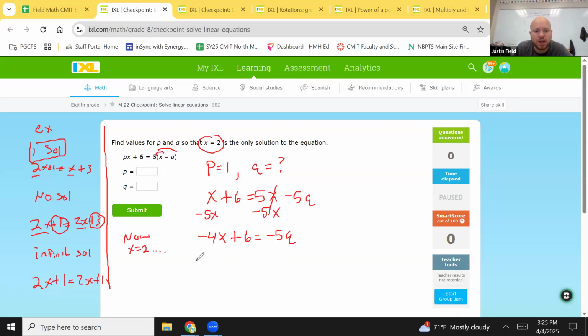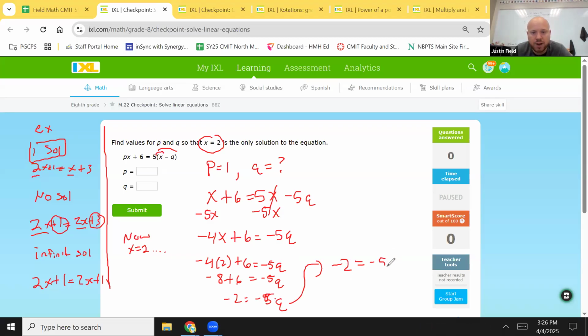So I made p equal to 1. And now I'm comfortable saying, all right, let me put in x is 2. x has got to be 2, right? So let's put in 2. All right, so that's negative 8 plus 6, which is equal to negative 5q. And then that's negative 2 equals negative 5q. And now I just thought to myself, wait a minute, do these have to be integers? They don't say that. Okay, so that's good. Now divide, so let me write that again. Negative 2 equals negative 5q, and then divide both sides. And q equals 2 over 5.